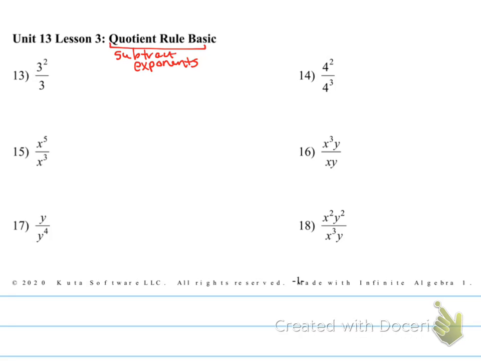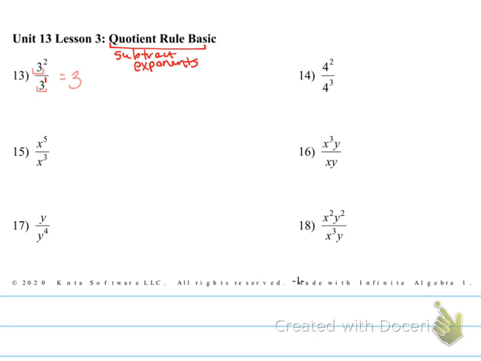Okay, so let's go ahead and start with number 13. With that, first I want you guys to notice that the denominator does not have an exponent. So I'm going to put that little 1 there just so we know what number we're working with. Again, in this problem it has the same base. I got a 3, I got a 3. So I know my answer is going to be 3 to the something.